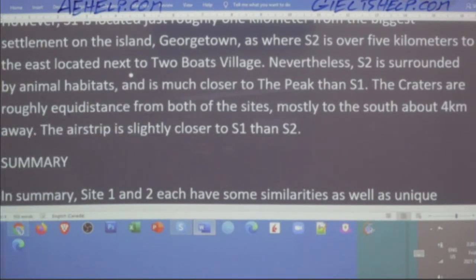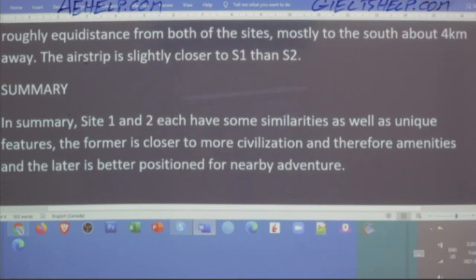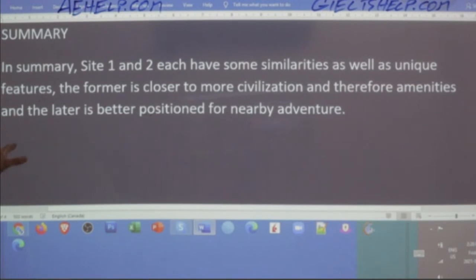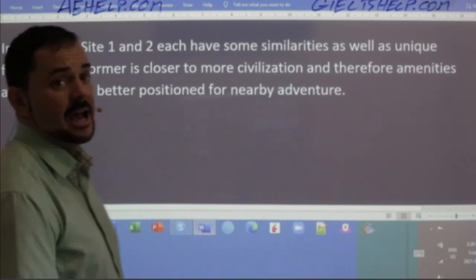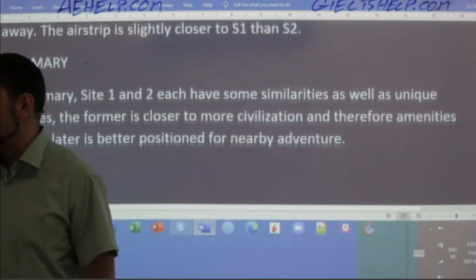Nevertheless, S2 is surrounded by animal habitats and is much closer to the peak than S1. The craters are roughly equidistant from both of the sites, mostly to the south, about 4 kilometers away. The airstrip is slightly closer to S1 than S2. In summary, Site 1 and 2 each have some similarities as well as unique features. The former is closer to more civilization and therefore amenities, and the latter is better positioned for nearby adventure. Okay, so I'm happy with that. That should get me my band 9, and now I'm writing like a pro.